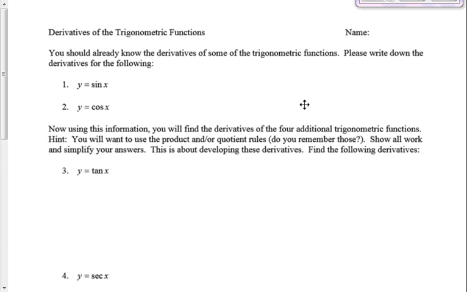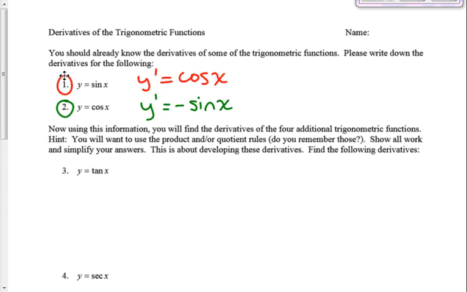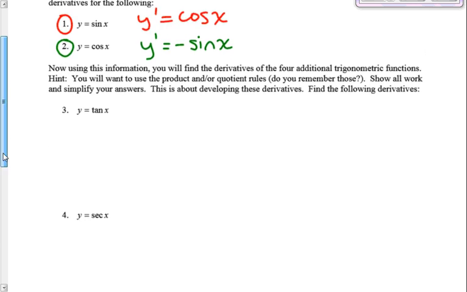So let's just start by writing down our derivatives that we know. Starting on number 1, we have y equals sine of x. So y prime is going to be the derivative of sine, which is cosine of x. And I also have y equals cosine of x, and that derivative is y prime equals negative sine of x. So we're going to use that information to find the derivative of tangent, the derivative of secant, the derivative of cotangent, and cosecant.